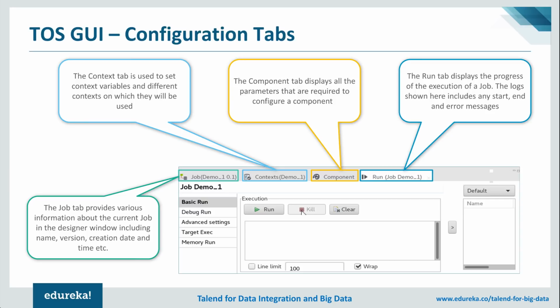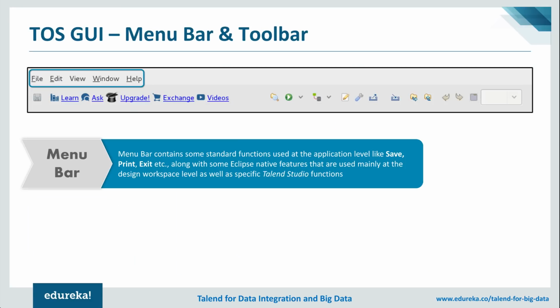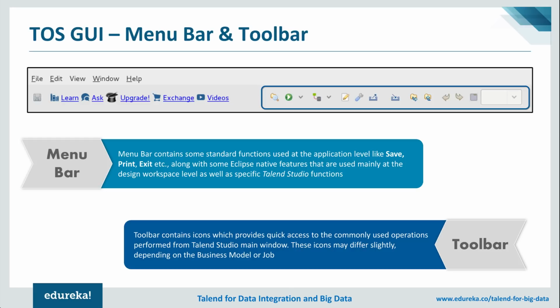The run window, as I told you, will let you run the job, kill the job, clear the logs, and run the job in debug mode, all those stuff, right? And the GUI menu bar and toolbar are nothing but project level configurations. The menu bar contains some standard functionalities like save, print, etc. And the toolbar contains icons for quick access, like run the job or import the job, search the job or something like that, as I mentioned.